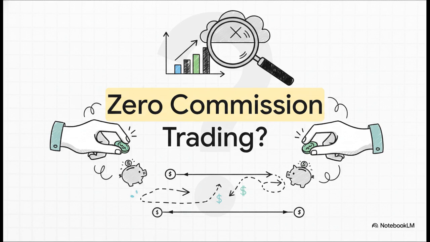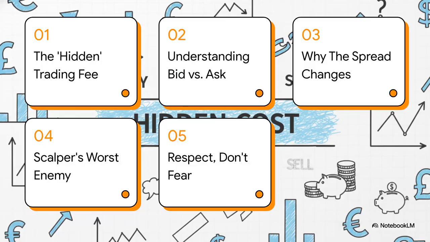The real cost, the way your broker actually gets paid, is baked right into every single trade you take, and it's called the spread. So in this explainer, we're going to demystify this whole thing. We'll start with what this hidden fee really is, then we'll break down the two prices you always see, the bid and the ask. We'll get into why the spread is always changing, why it's the absolute worst enemy for short-term traders, and finally, how to respect it, not fear it. All right, let's get into it.